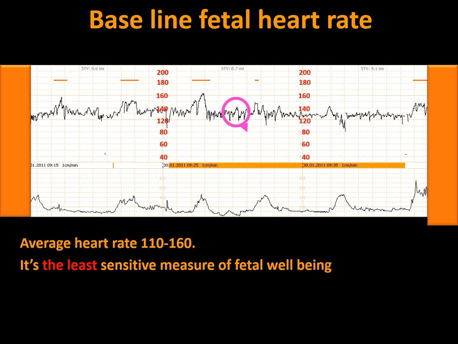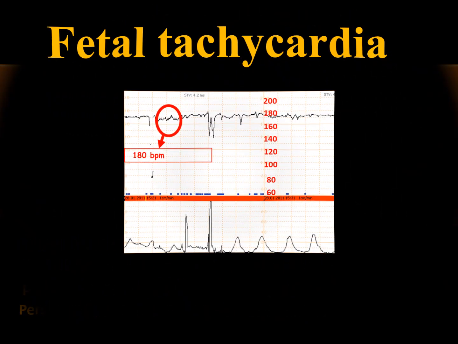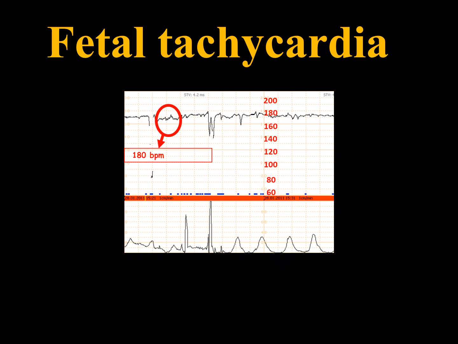It is the least sensitive measure of fetal well-being, and a persistent baseline above 160 is considered to be tachycardia, whereas a persistent baseline below 110 is considered to be bradycardia. As we mentioned, fetal tachycardia is defined as a persistent fetal heart rate baseline above 160 beats per minute.